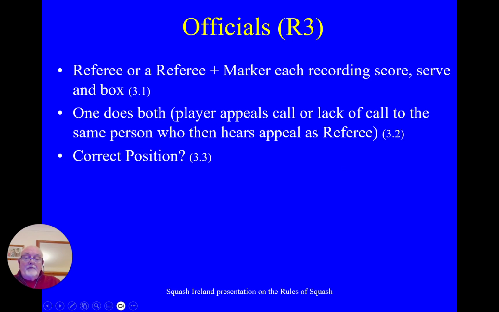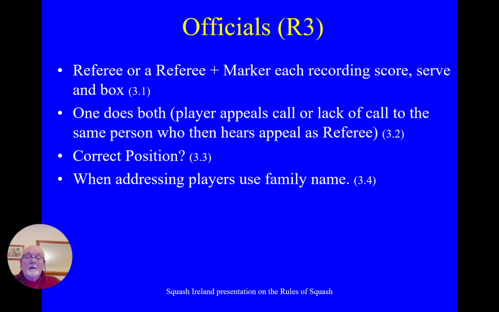And then 3.3 describes the best position, the optimal position for the referee, to be in line with the half-court line, preferably above the out-of-court line. 3.4 recommends or requires that when addressing the players, one uses the family name, where of course they have both the same family name. You would then add in the first name.